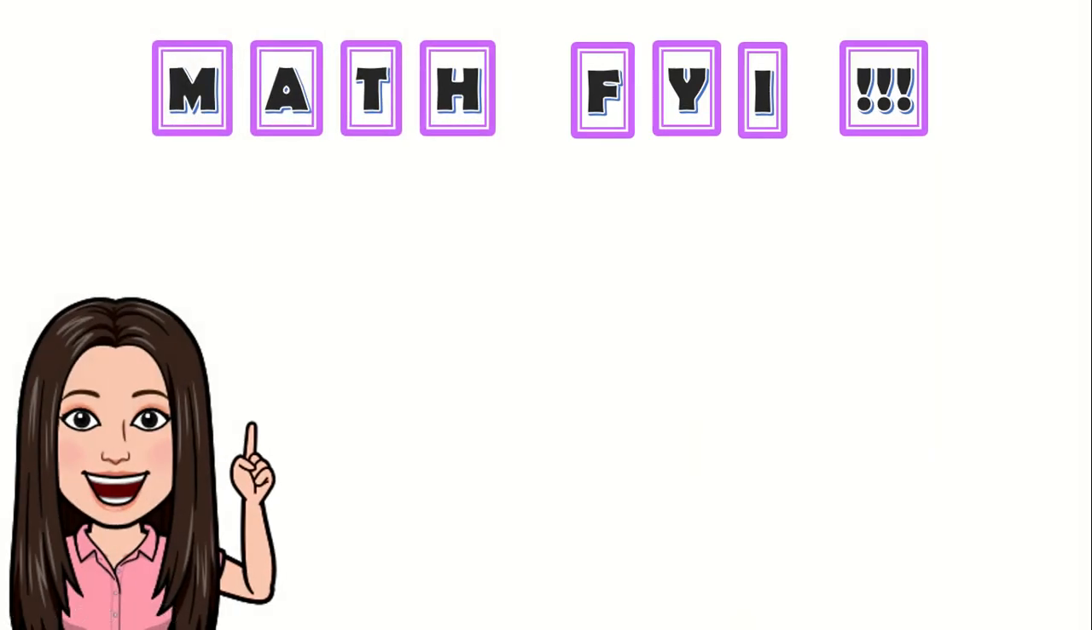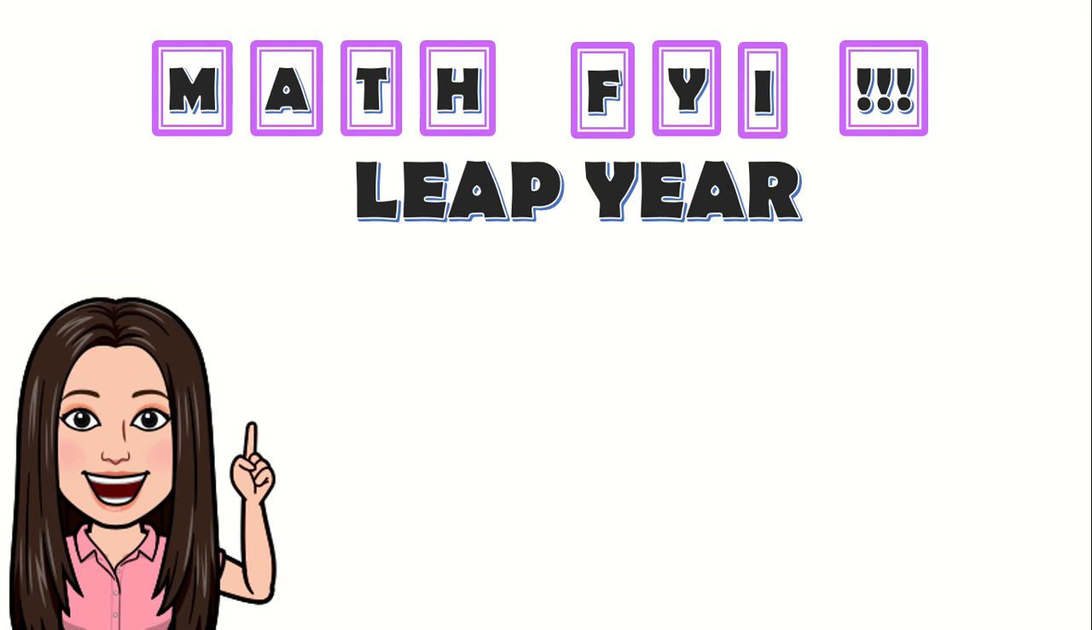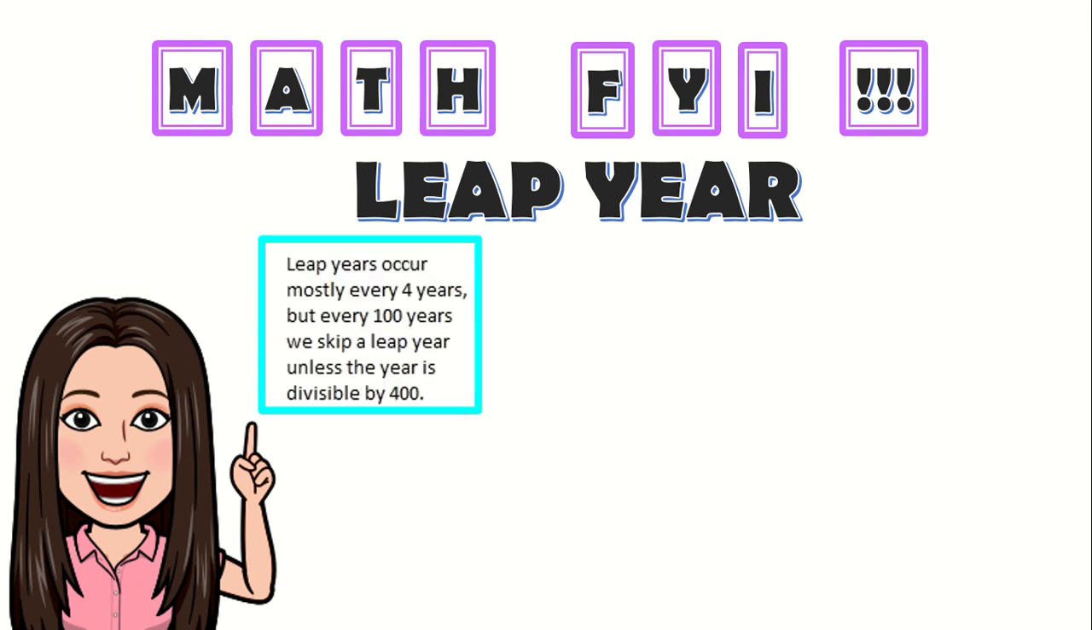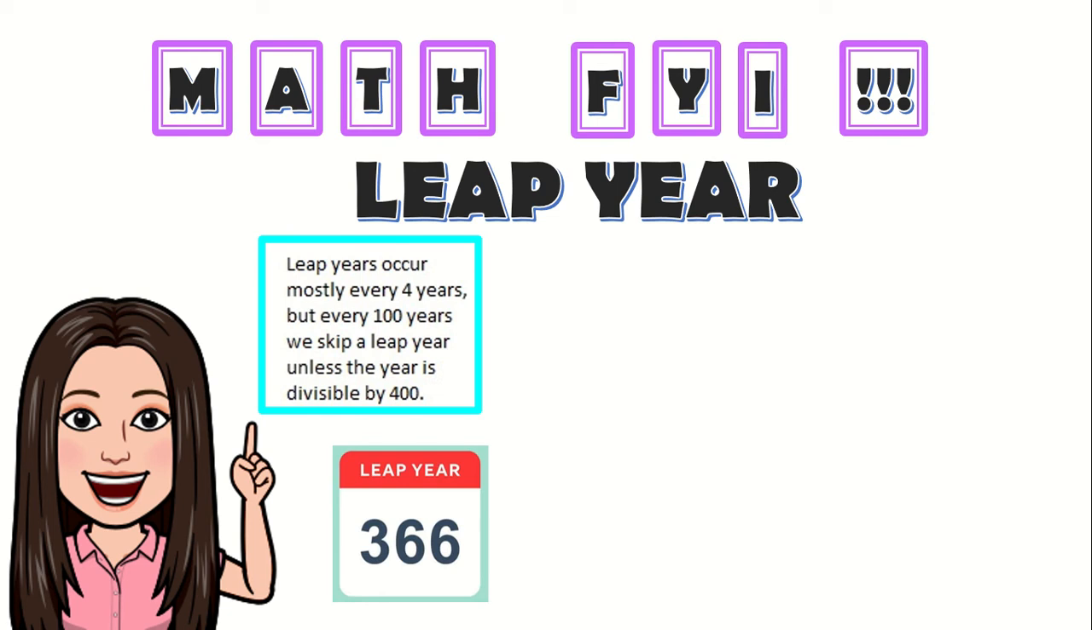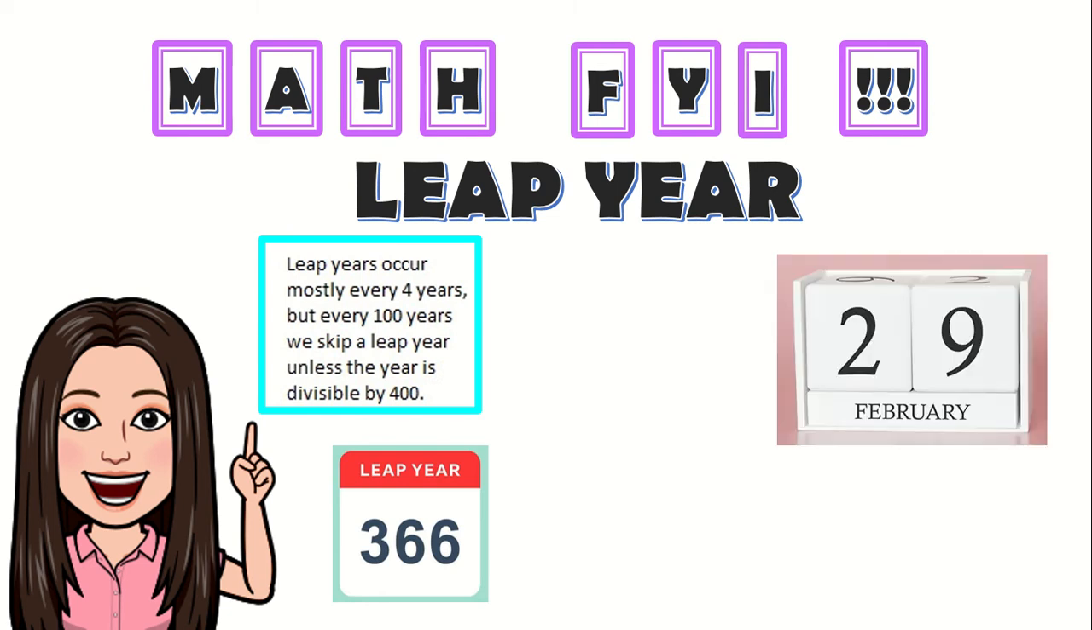It's time for math trivia. Let's have trivia about the leap year. So, leap year occur mostly every 4 years, but every 100 years, we skip a leap year unless the year is divisible by 400. So, hindi palaging every 4 years merong leap year. We skip 1 leap year every 100 years. Depende na lang kung yung taon ay divisible by 400. For example, ano bang taon ang divisible by 400? So, 2,000. Yan. Next, leap year has 366 days wherein meron tayong 29 days in February.